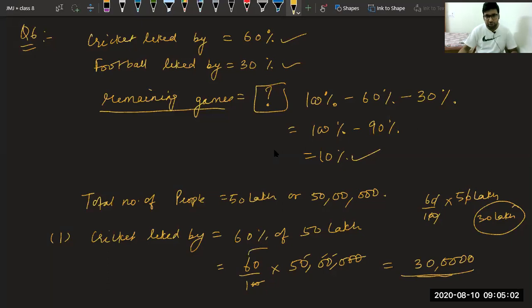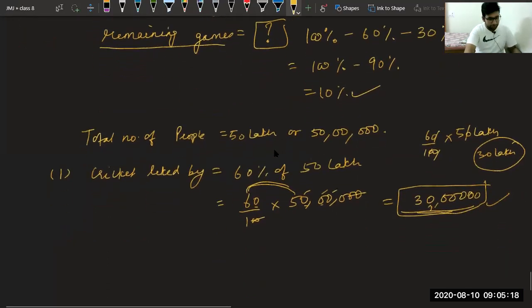Okay, sorry. 6 5s are 30. I had not taken this one. After 30 we have 1 2 3 4 5, 5 zeros. So the answer is 30 lakh. Sorry for this, because I multiplied this and did not take this zero into count. Now, similarly you can find the remaining parts.